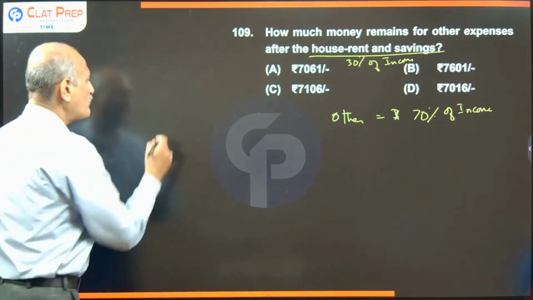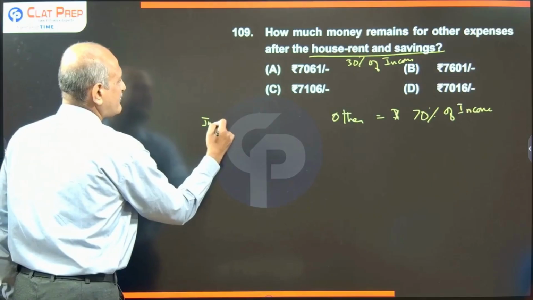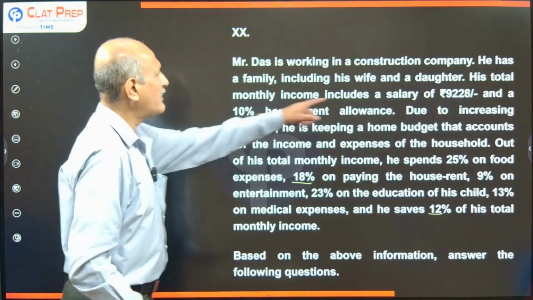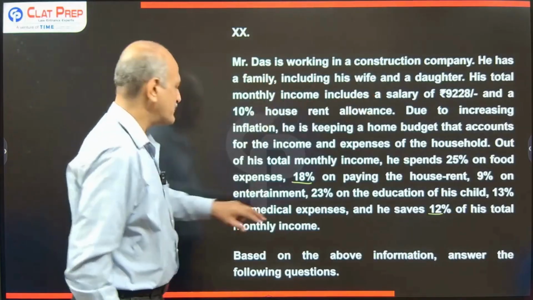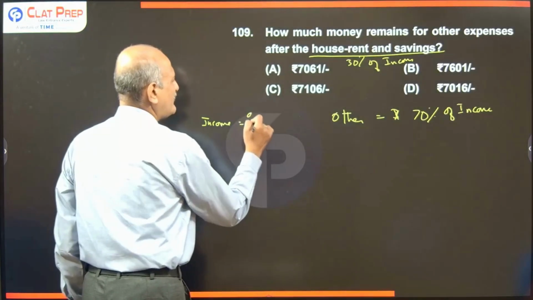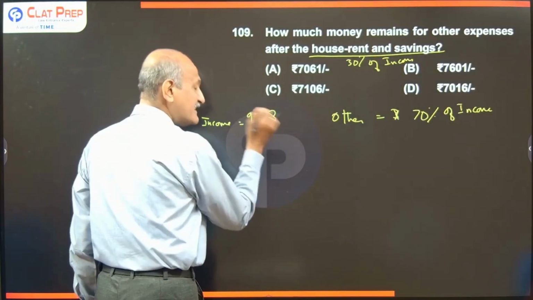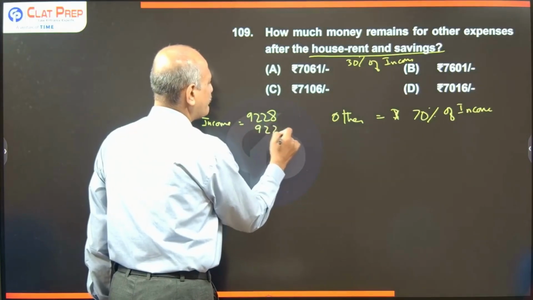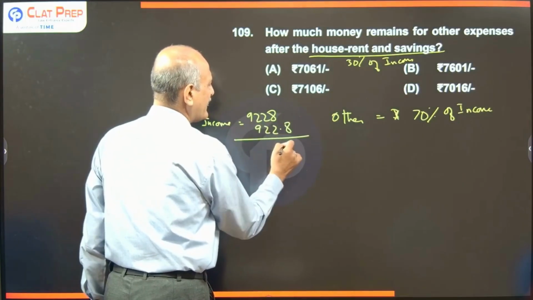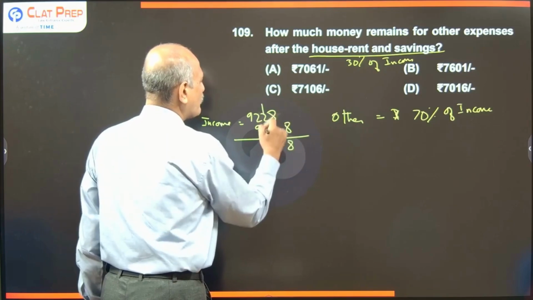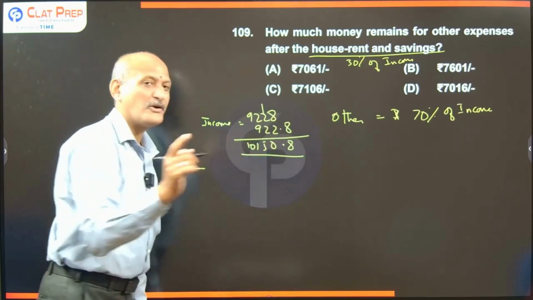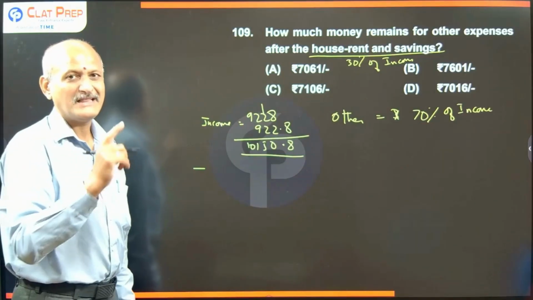Now see here, what do we know about his income? His income is in two parts. It is equal to 9228 plus 10% of it. 10% of it can easily be calculated, it's 922.8. Let's add them: 8, 10, 2, 4 and 5, 9, 10, 11, and this is 10. So 10150.8 is his total monthly income.